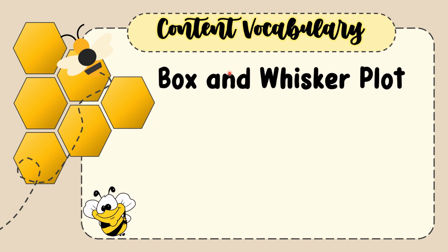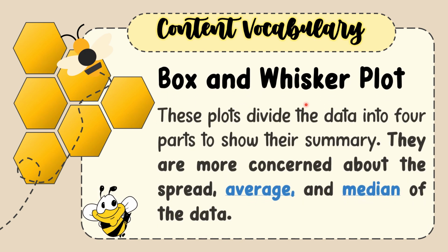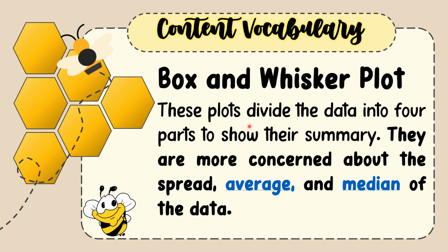Now let's proceed to box and whisker plot. These plots divide the data into 4 parts to show their summary. They are more concerned about the spread, average, and median of the data. So this is a graph that divides the data into 4 parts, meaning in one graph, the summary is also included.